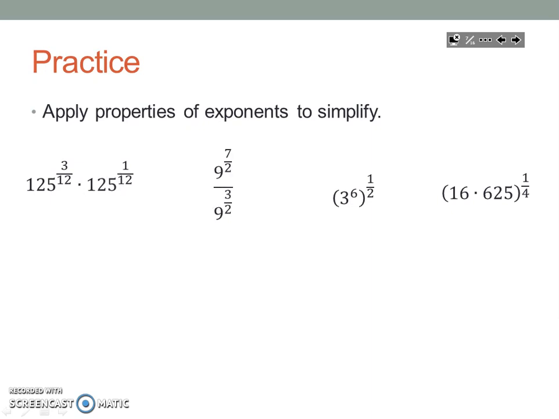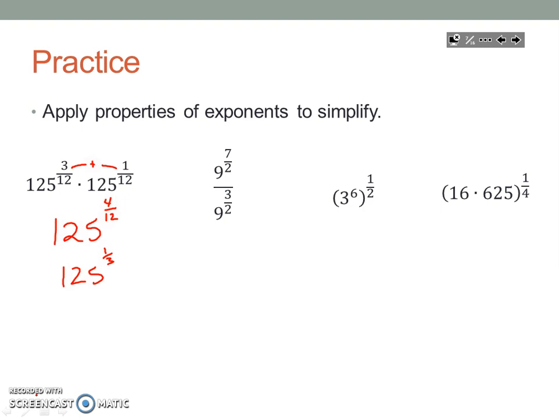Okay, so I have a bunch of radicals up here. I've just written them with fractional exponents instead of radicals. And that allows me to apply my rules of exponents. So if I have the same base here and they're being multiplied, I can just add their exponents together. So that's going to give me 125 to the 4/12 power. I add 3/12 and 1/12 together to give me 4/12. Now, 4 over 12, I can reduce that, and that reduces to 1/3.